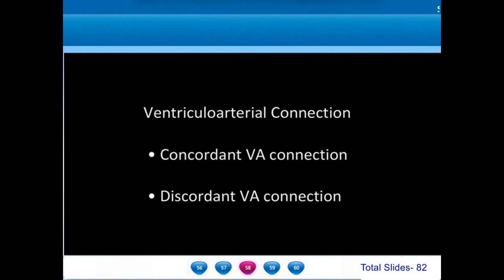In segmental analysis, after describing the atrioventricular connection and the ventricular morphology, we move on to the ventriculo-arterial connection. This can be either concordant or discordant. When the aorta is arising from the morphological left ventricle, it's defined as concordant VA connection. However, if the pulmonary artery is arising from the morphological left ventricle, this will be called discordant VA connection.